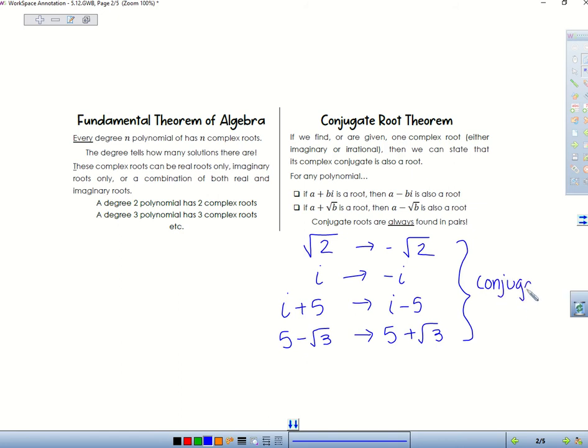Sometimes they're not going to give you that information, and you have to assume it based on the conjugate root theorem, okay? So I will literally say, based on the conjugate root theorem, you should be able to find an additional root for this particular polynomial. Now, you do not have to write these down, but you can if you want to. It is up to you. Any questions about that? All right.